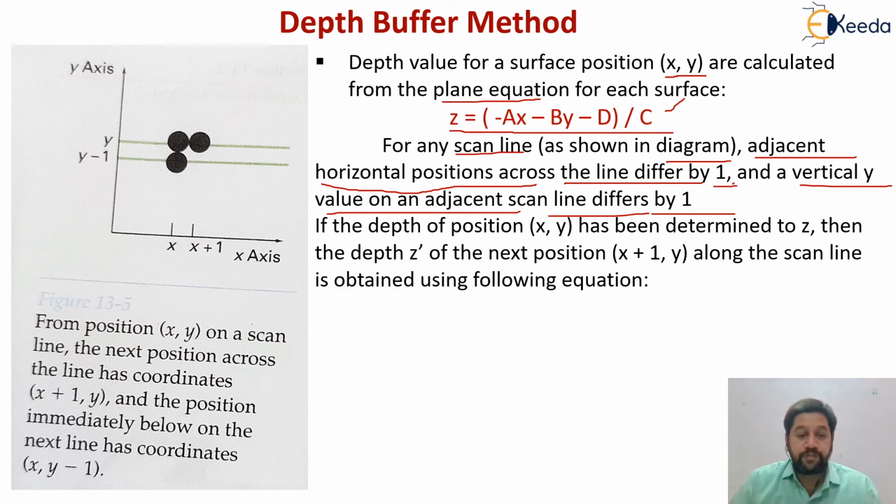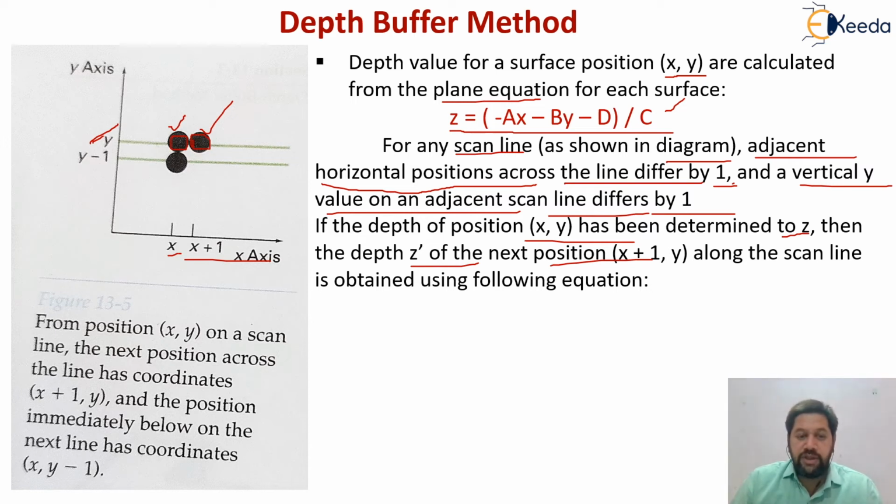Now what we are going to do: if the depth position is x comma y, this is my x comma y pixel. This pixel has the value x and this pixel has the value y. So x comma y has been determined to be z. So I find out what the z value of this is. Then the depth z dash of the next position x plus 1 comma y, so this is my x plus 1 comma y. I am considering this particular pixel, so x plus 1 comma y along the scan line is obtained.